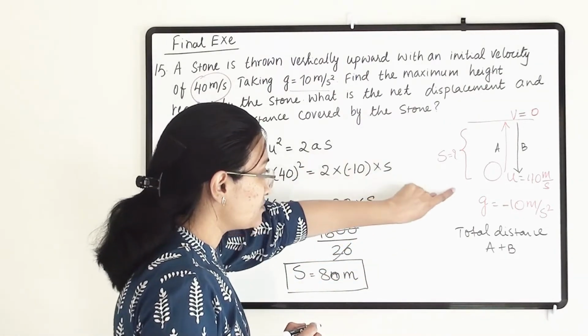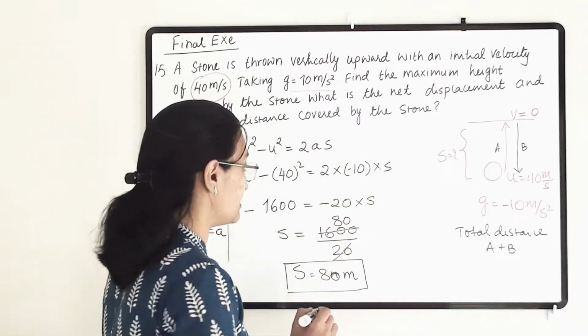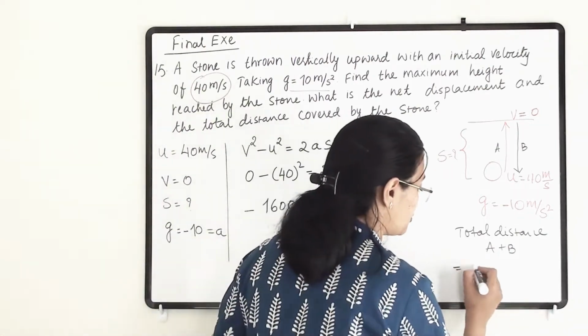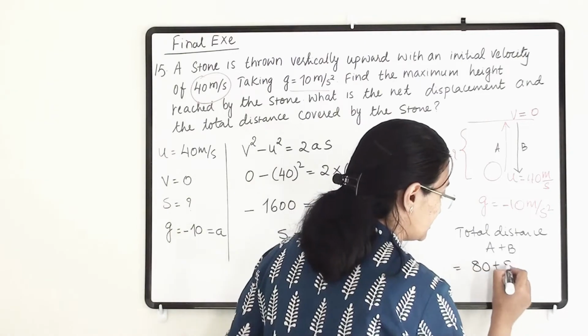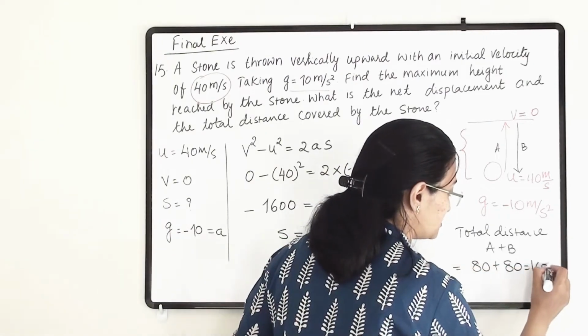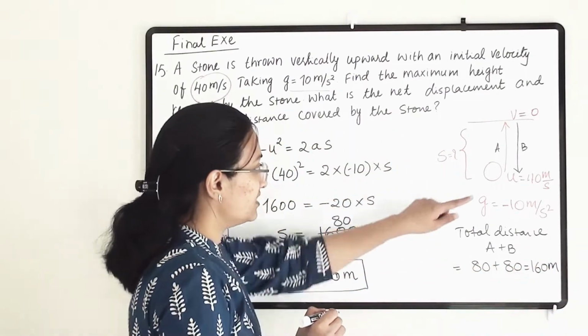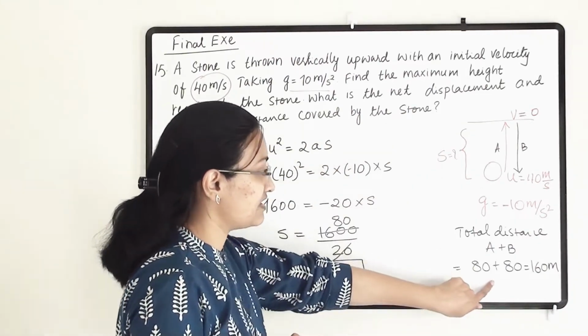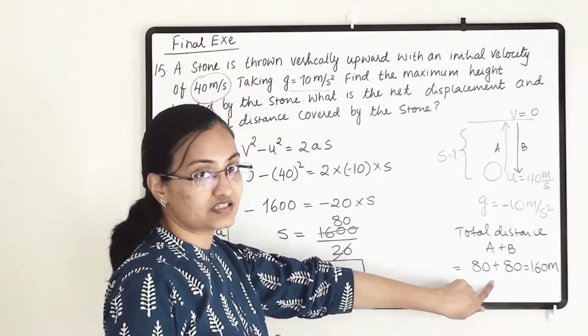So when it comes back, how much distance will it travel in total? So total distance equals to 80 plus 80, equals to 160 meter it will travel. When it is going up and down, it is traveling total 160 meter.